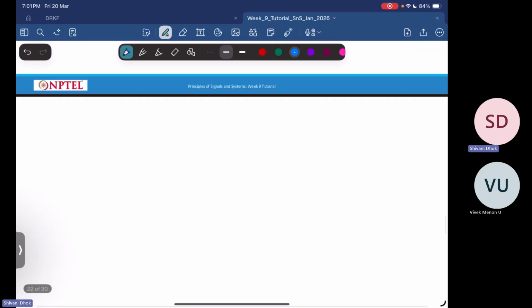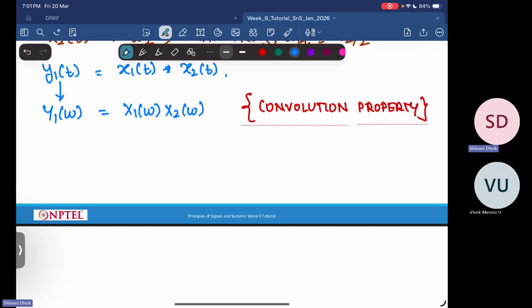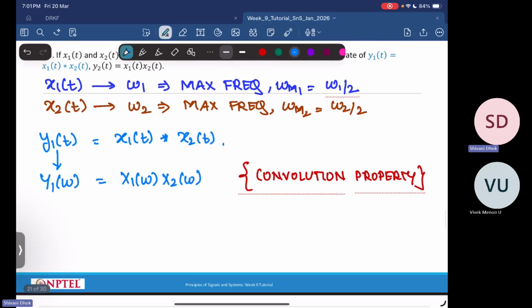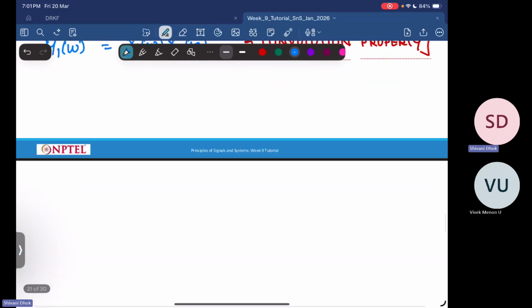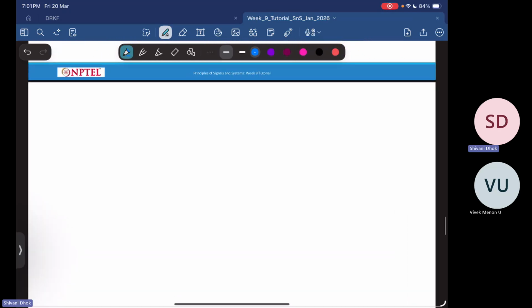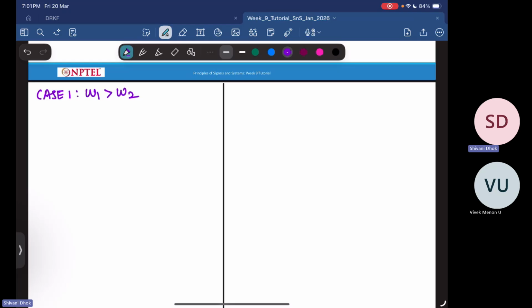So now you are multiplying these two signals, so your ranges get changed based on who has the maximum frequency, whether omega 1 is larger or omega 2 is larger. So we'll have two cases. Case 1 is when omega 1 is greater than omega 2, or omega m1 is greater than omega m2. So what will happen? You have a signal.